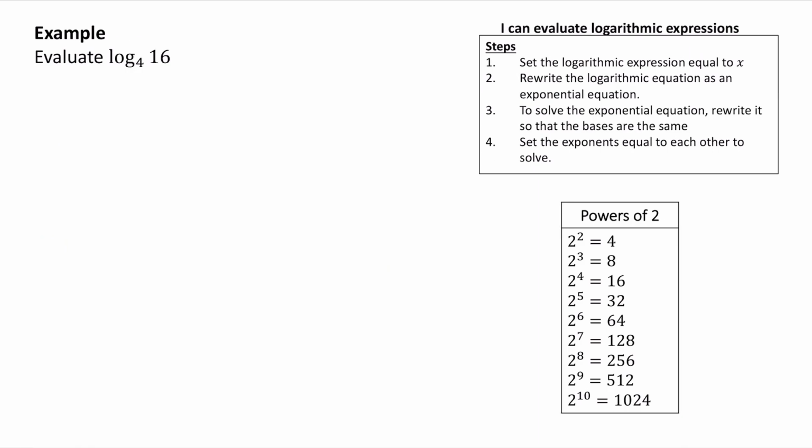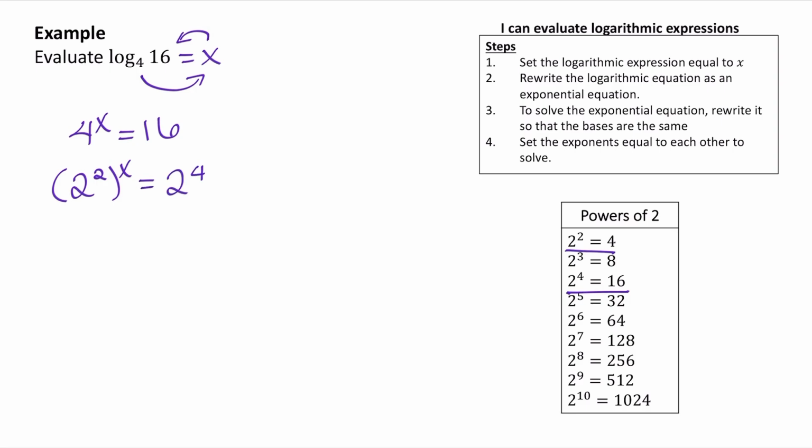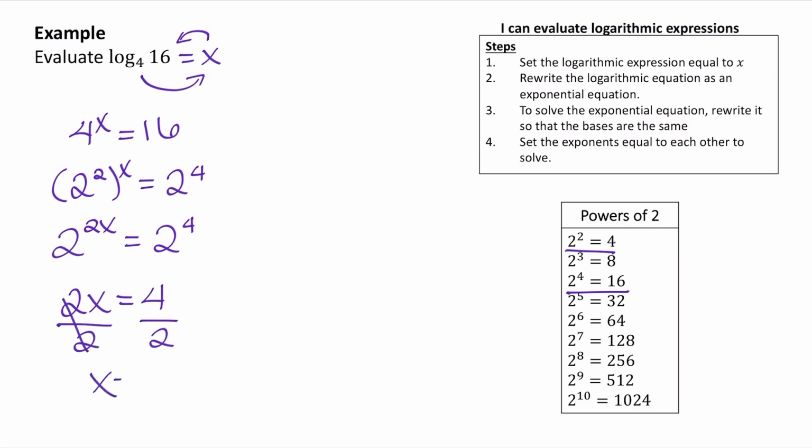So now let's try evaluating the log base 4 of 16. Once again, I'm going to set this equal to x. I'm going to rewrite in exponential form, so I have 4 to the x equals 16. You may notice that these are both powers of 2, so I can rewrite this as 2 squared to the x equals 2 to the 4th. So I have 2 to the 2x equals 2 to the 4th. So I can say that 2x equals 4, and I can solve by dividing both sides by 2. So I have x equals 2.